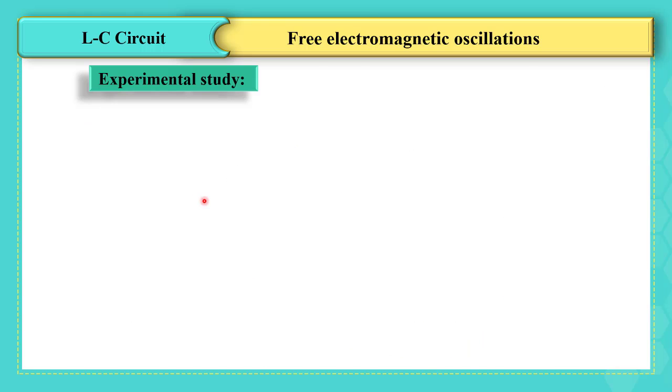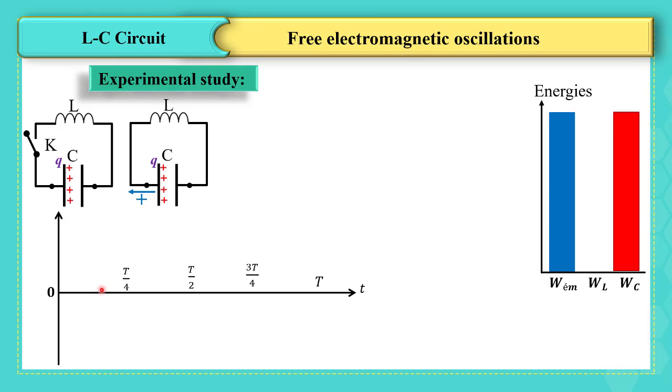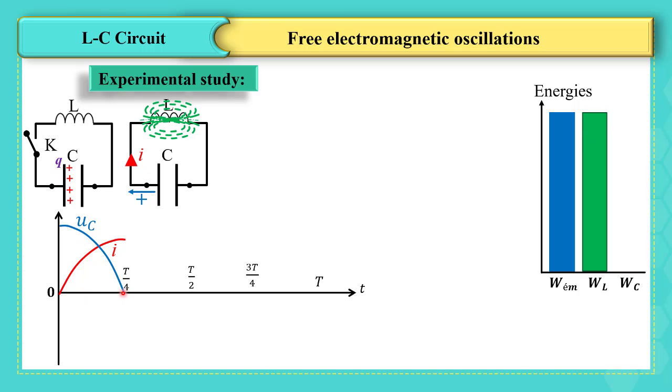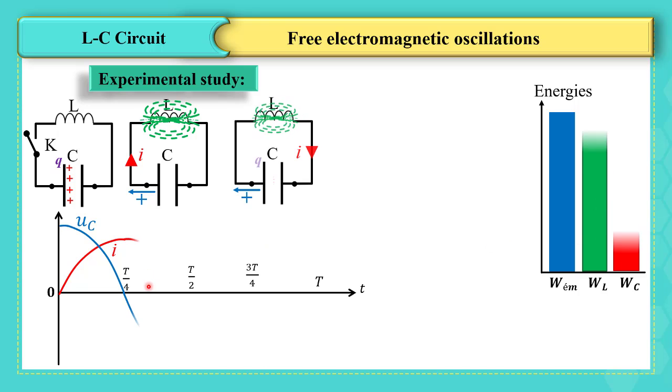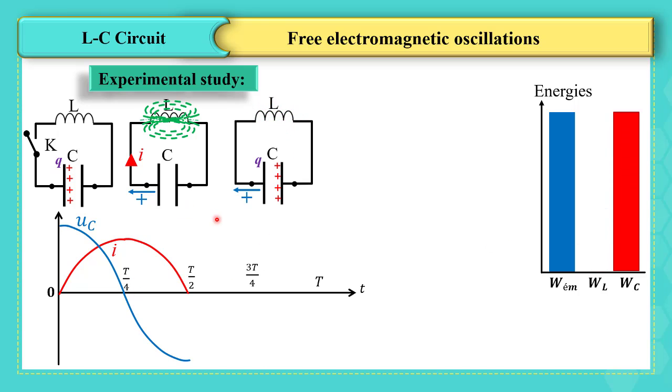As we see, in the first quarter, UC decreases and the current increases, so electric energy is transformed into magnetic energy. In the second quarter, the polarities of the capacitor were reversed, so UC will be negative and the current decreases since the coil loses magnetic energy.